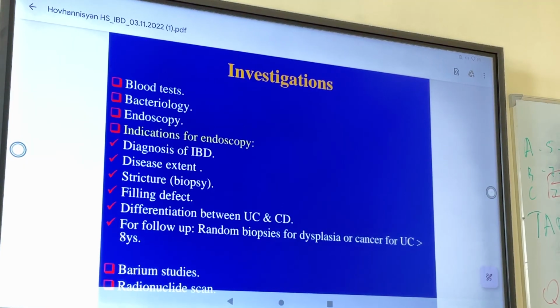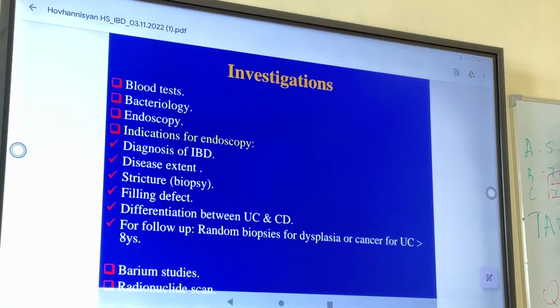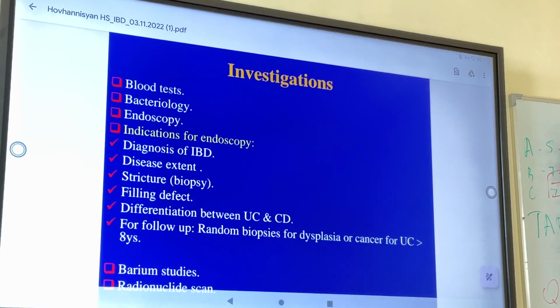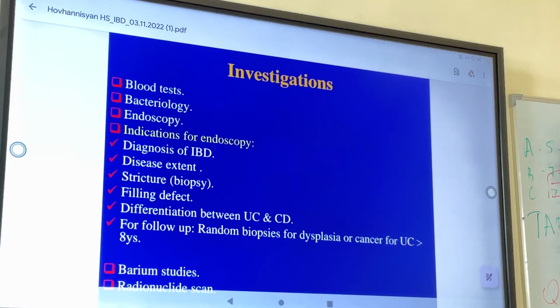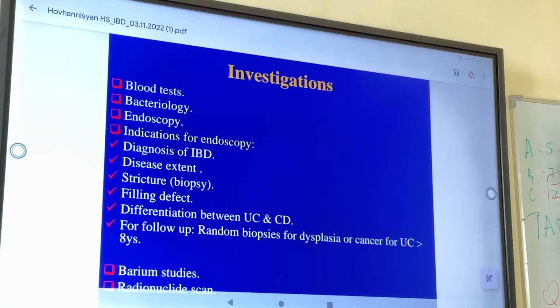We may identify a stricture. We may perform biopsy for fine diagnosis. If we have a filling defect while performing barium follow-through or enema, we see that contrast is not passing. A filling defect is already an indication for endoscopy, if it was not done before. By this we can differentiate between ulcerative colitis and Crohn's disease, and use it for follow-up.